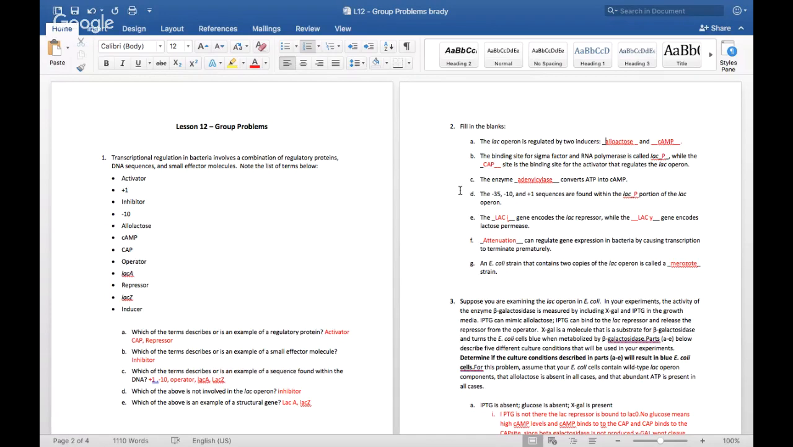C is the enzyme adenylate cyclase, which converts ATP into cAMP. D is the -35, -10, and +1 sequences are found within the LAC-P portion of the LAC operon. E, the LAC-I gene encodes the LAC repressor, while the LAC-Y gene encodes lactose permease.